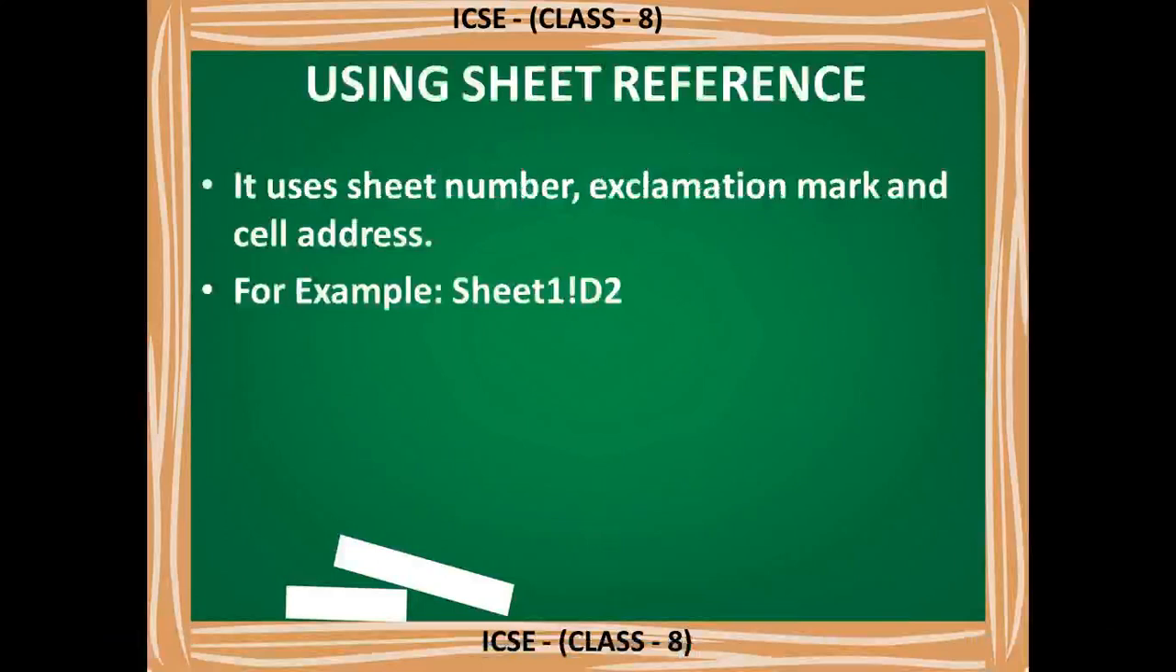Next, using sheet reference. If you want to refer to the sheets in an Excel worksheet, you can use an exclamation sign and write that reference. It uses the sheet name, exclamation mark and cell address. Here first you have to write the sheet name, Sheet1 or Sheet2 or Sheet3. Then after writing that sheet, mention the exclamation sign, then write the cell address. So this is the way to put the sheet reference.